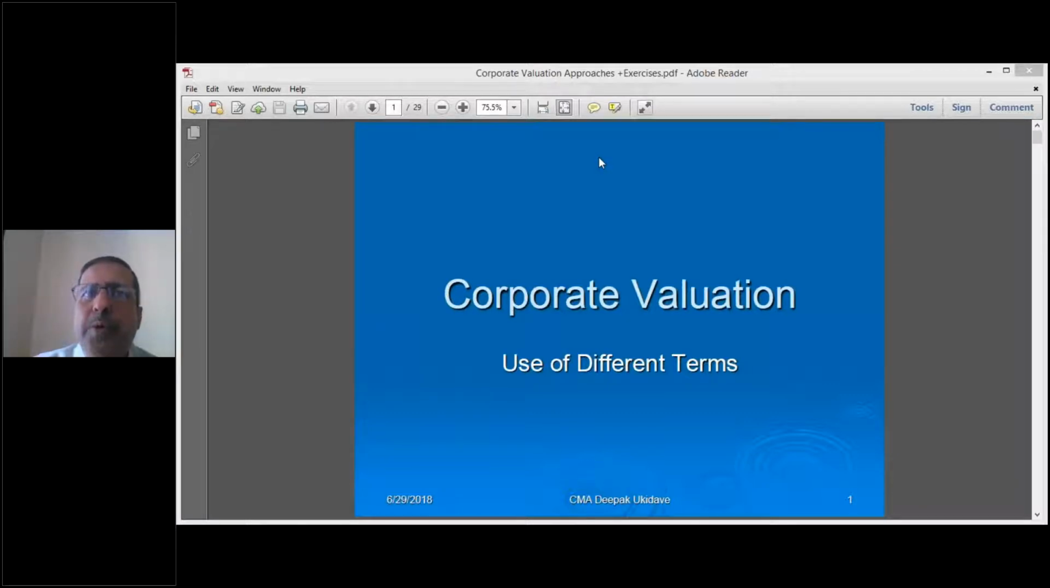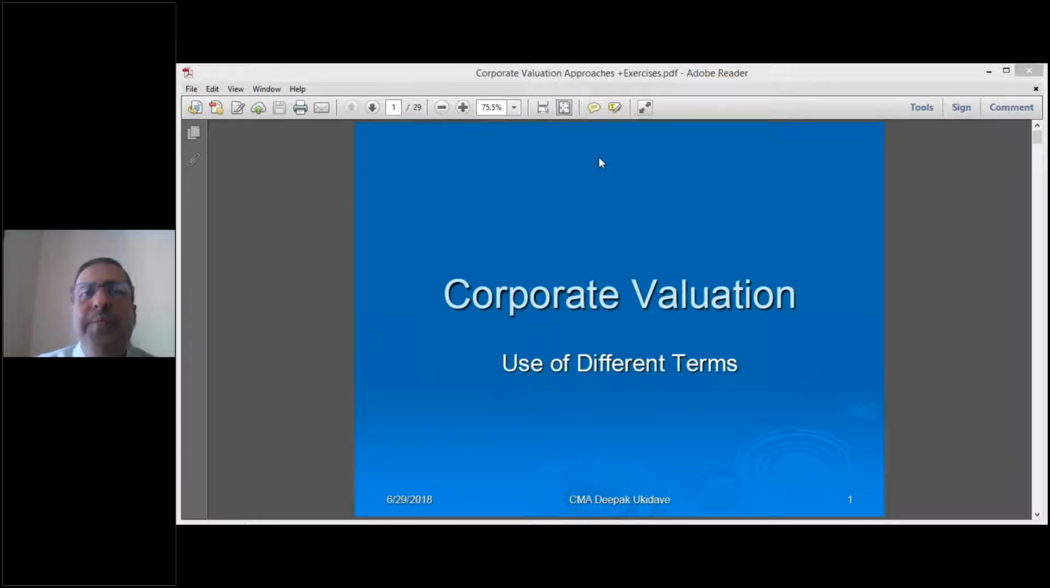P0 is equal to D1, expected dividend at the end of the year, divided by KE minus G. Expected dividend at the end of the year is D0 into 1 plus G. See, we go logically. The present dividend or past dividend which has been declared by the company, you have to estimate future dividend. So multiply that by 1 plus G. Apply the growth rate to past dividend and you get future dividend.